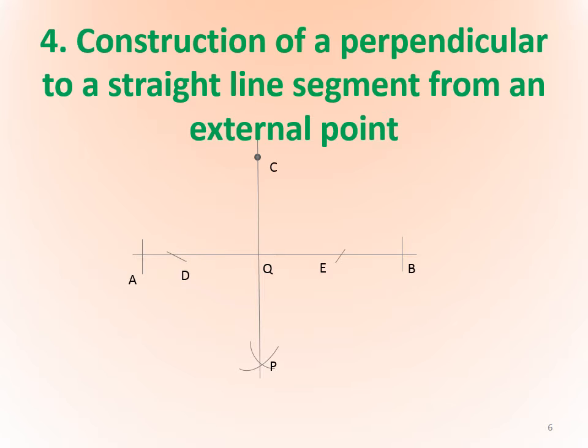Now, measure the angle CQA and angle CQB. You are getting angle CQA equals 90 degrees and angle CQB equals 90 degrees. Then CP is the perpendicular drawn to AB from the point C.